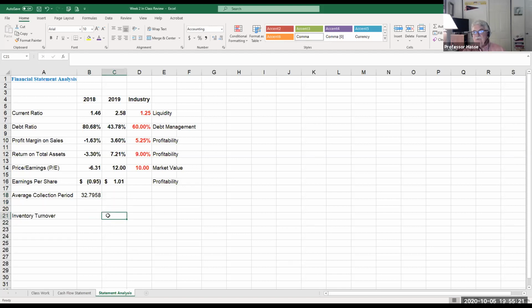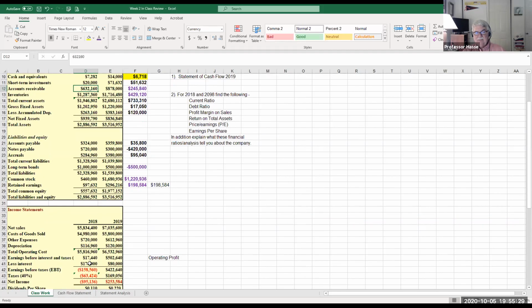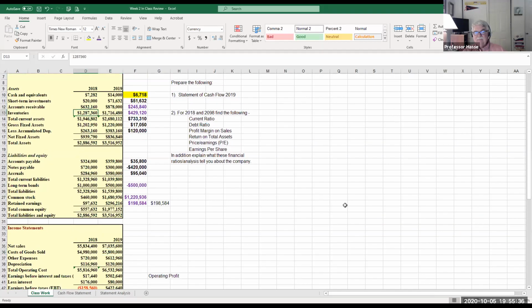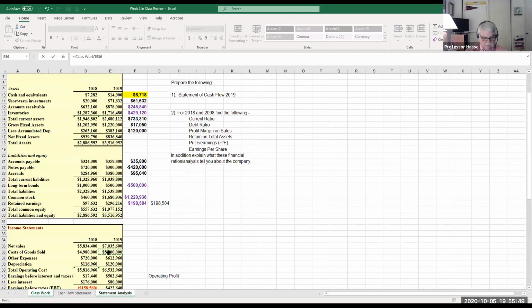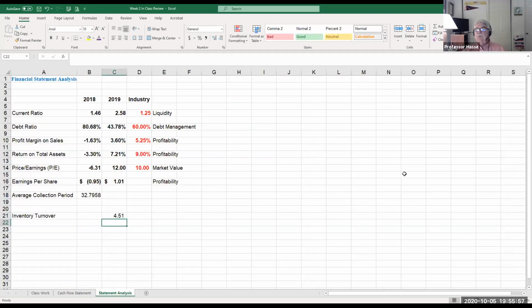What's our inventory turnover in 2019? It's our cost of goods sold from the income statement, 5,000,008, divided by the beginning inventory balance at the beginning of the year, 1,002,360. So let's do that. Inventory turnover is cost of goods sold divided by beginning inventory balance. Our inventory turnover is 4.5 times.